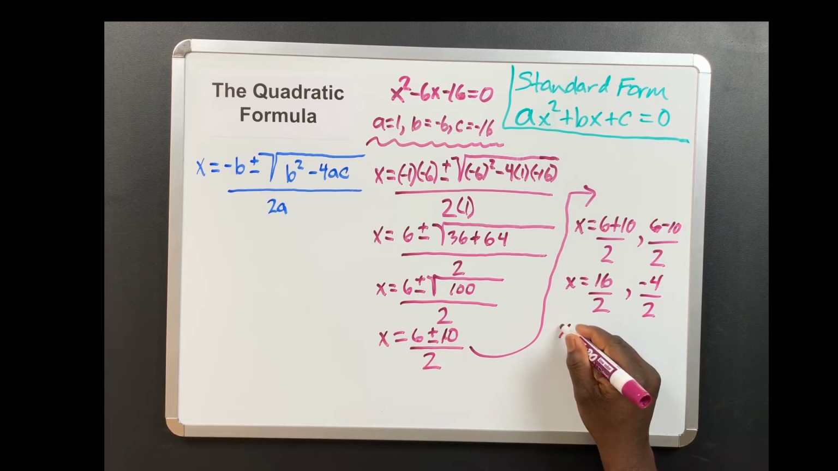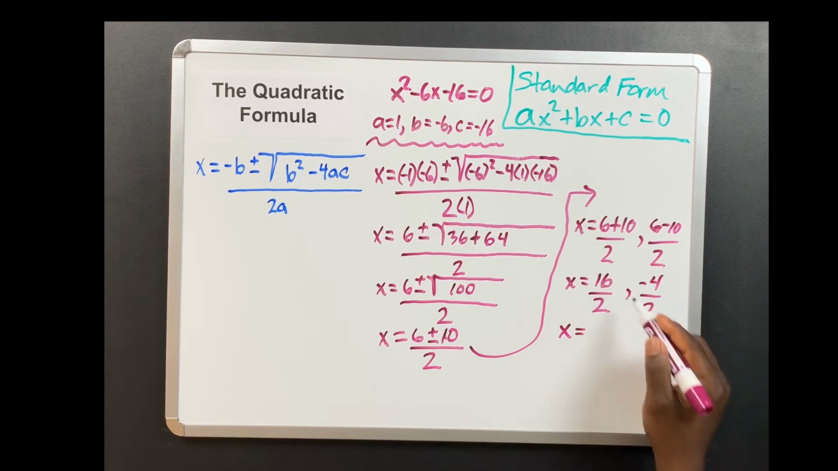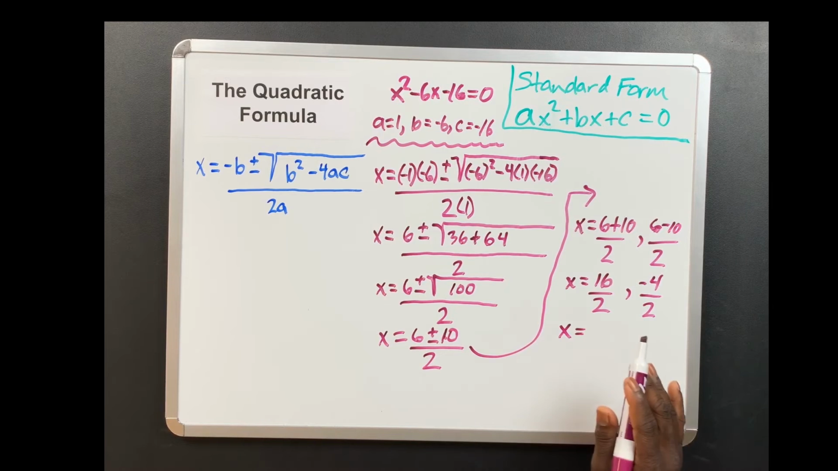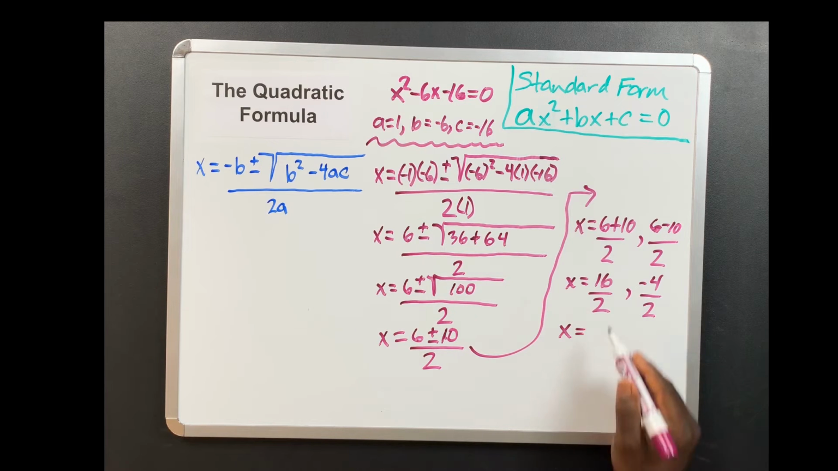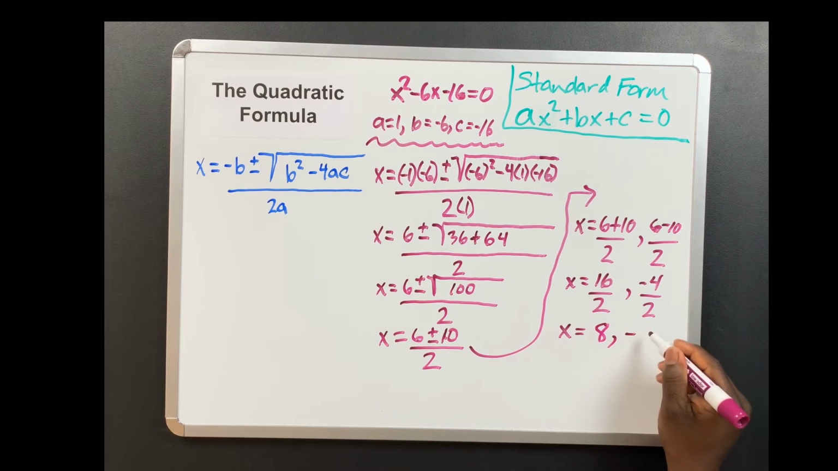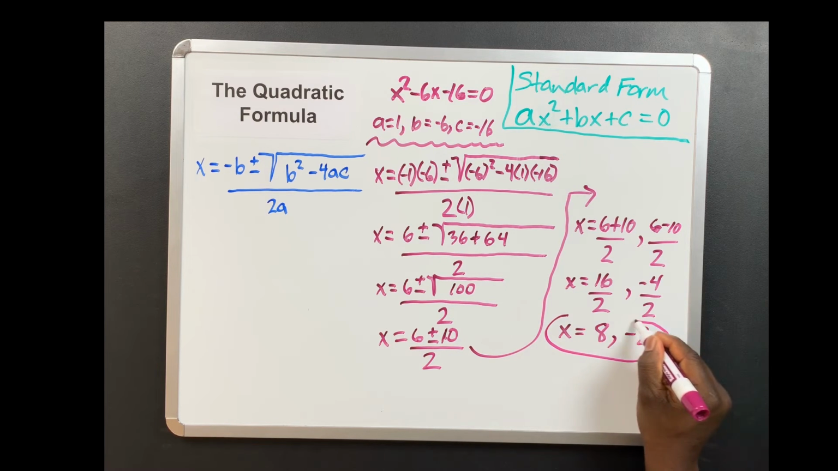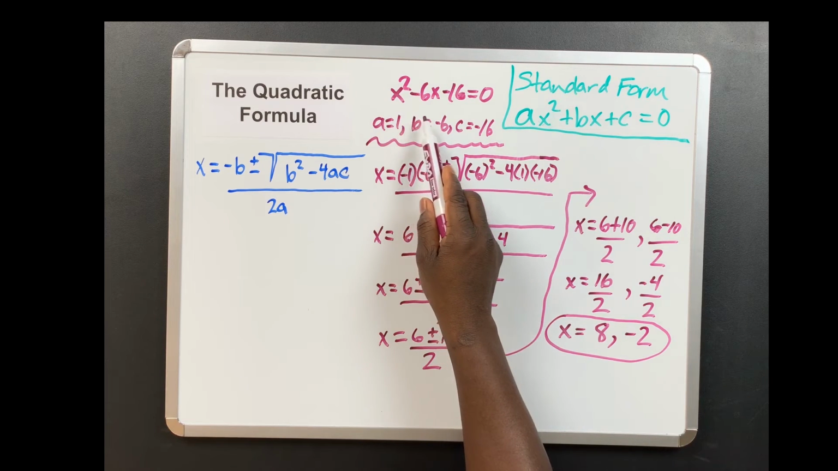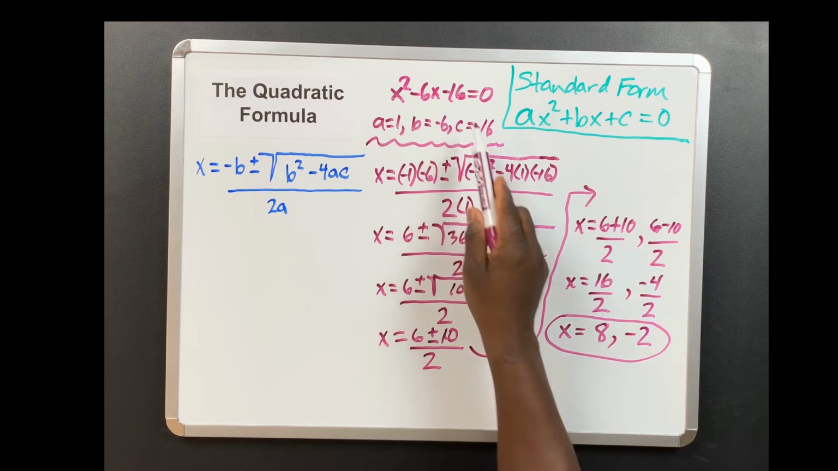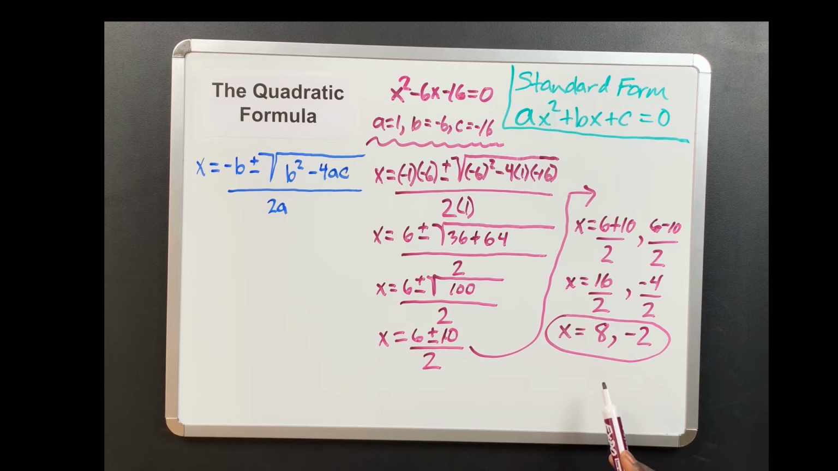One more step. X equals, I don't like to skip steps. Some students will try to do this stuff in their head, but I don't recommend that you skip steps. Write it all down so that the last step of solving every problem is to check your work, and you can have something to check. So 16 divided by 2 is 8. -4 divided by 2 is -2. All right? So we have successfully solved this quadratic equation, x squared minus 6x minus 16, and our values of x are x equals 8 and x equals -2.